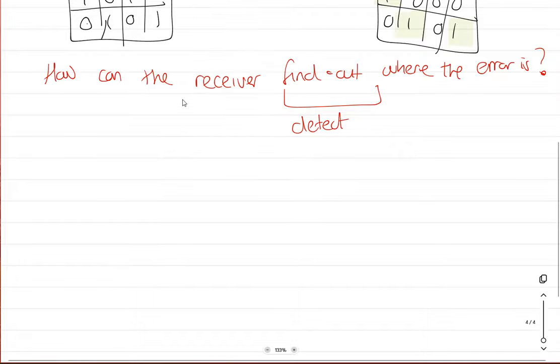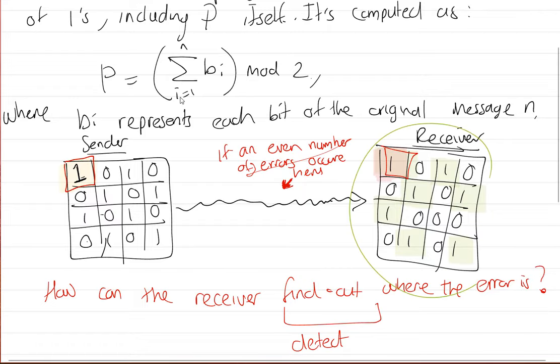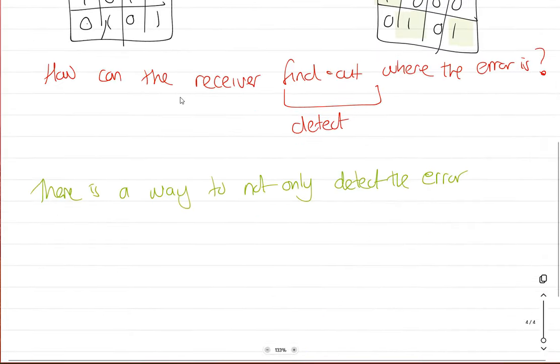It turns out that there is a way to not only detect the error. Because here we could detect the error. We knew that an error occurred, right? But we didn't know where the error is. We would only know that by calculating the Hamming distance, by having access to the sender, but we don't. So where does the error occur?